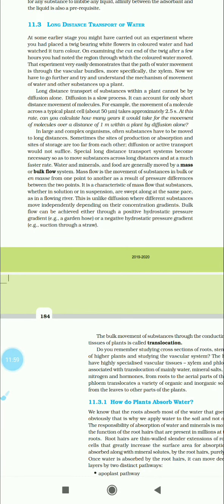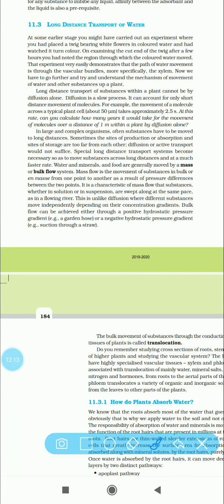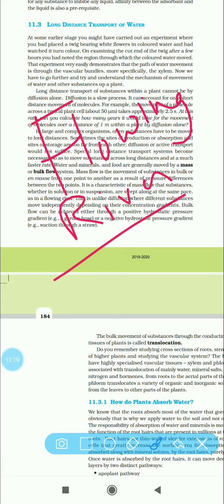So how will this pressure difference be created? They've given the example of a flowing river. If you talk about the flowing river, then in the flowing river, because of the force, bulk flow can be seen.